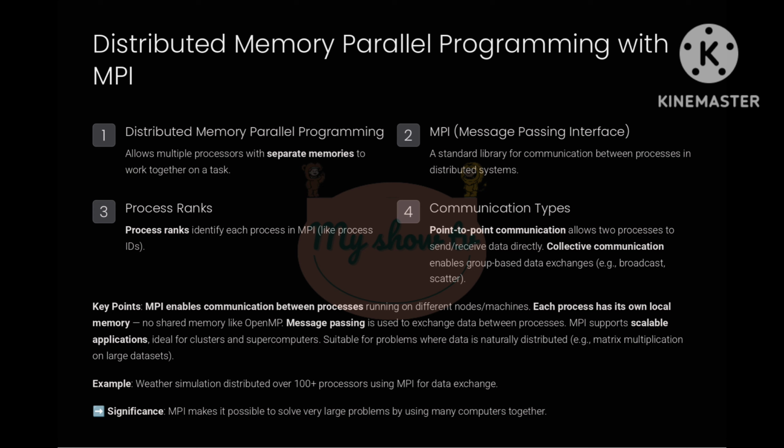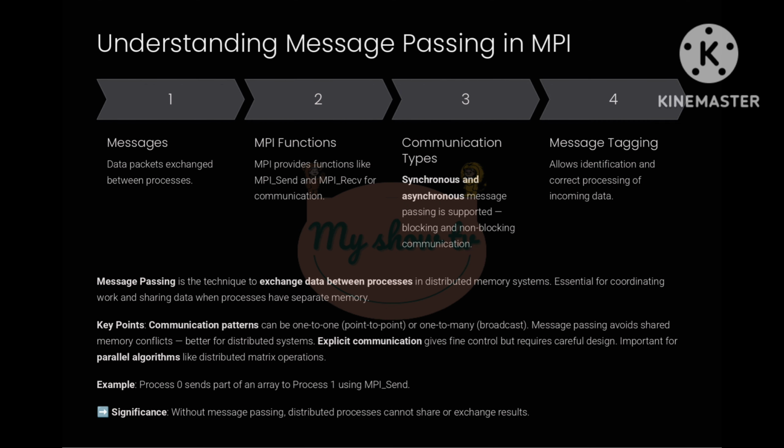A very important term here is process rank. It's like a unique ID given to each process so they can identify and communicate with each other. This model is extremely scalable. We can run programs on hundreds or even thousands of processes, which makes it perfect for large scientific simulations, like weather forecasting or molecular dynamics. So, MPI allows efficient collaboration among distributed processes without relying on shared memory, making it essential for large, distributed systems like clusters and supercomputers. Slide 2.